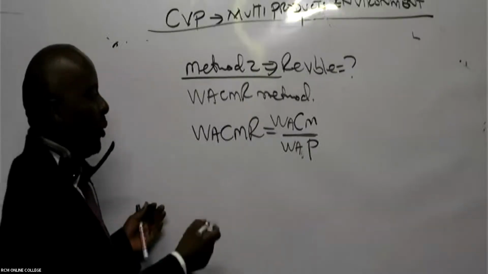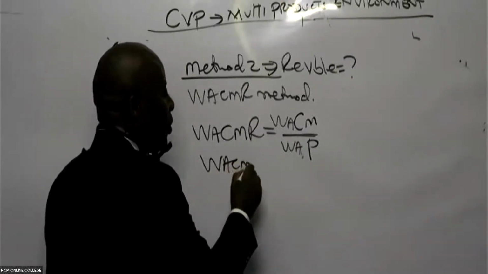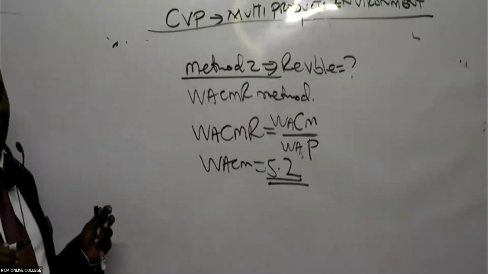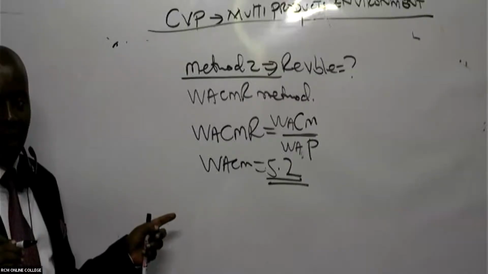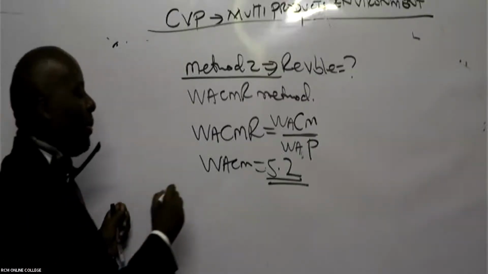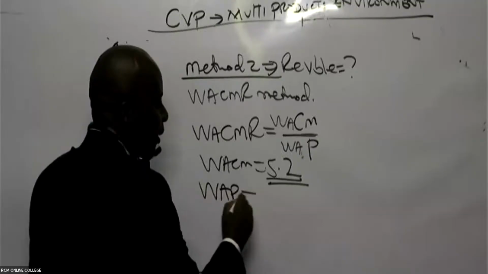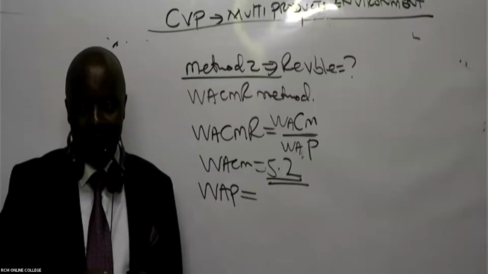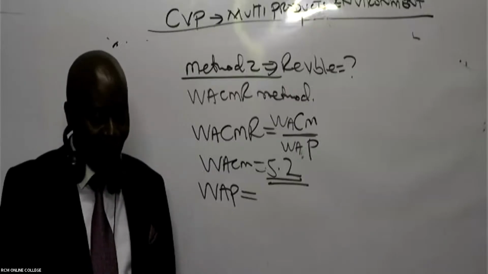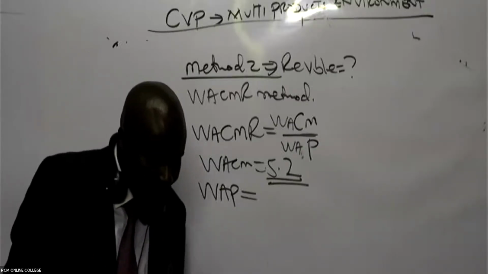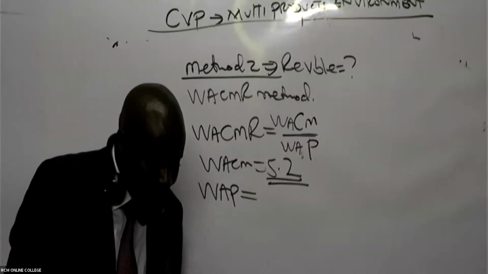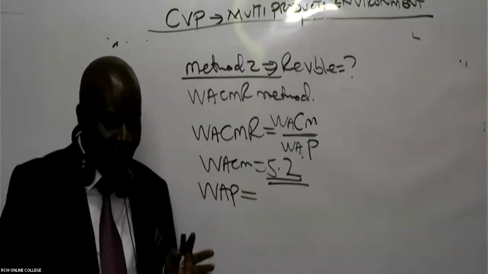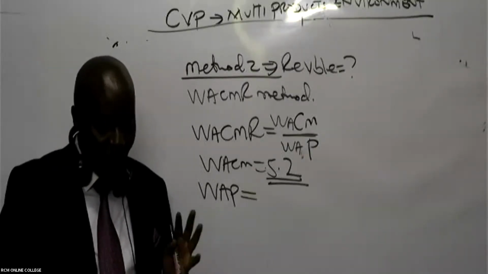I don't have a problem with WACM. This WACM, you gave it to me as 5.2, unless you have forgotten this. Are you able to remember this figure? Yeah. Then we go to the WAP. Is there somebody who can tell me the criteria I shall use to get WAP? Thank you so much, Millicent. At least you gave me the formula of CMR. So WAP, anybody who has an idea? An iota of an idea?